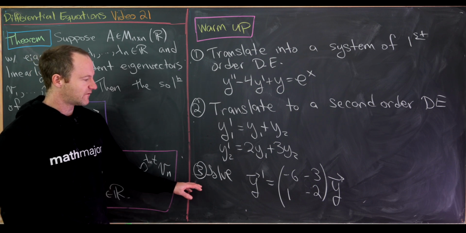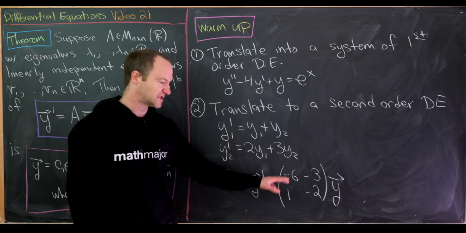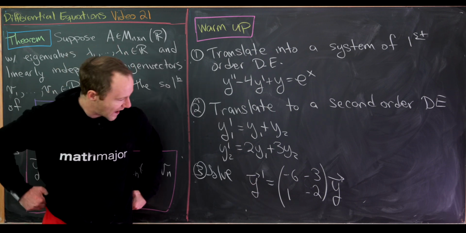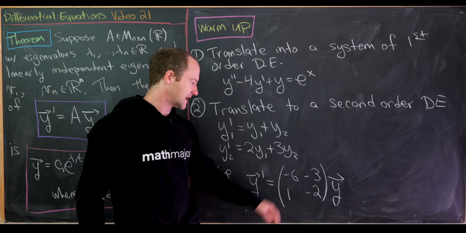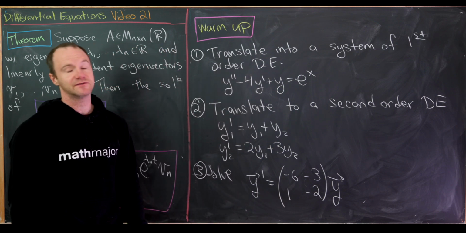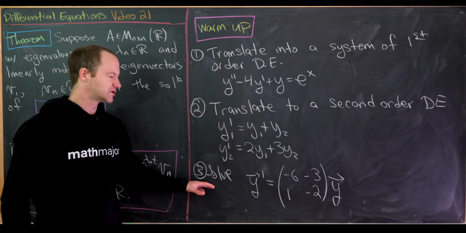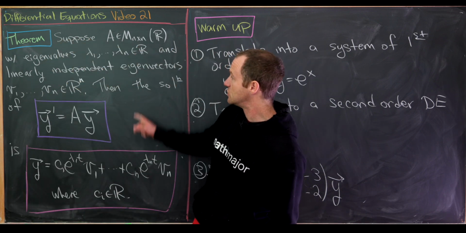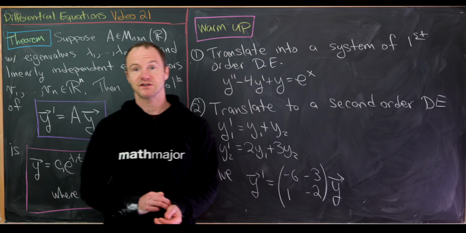And then the third one finally is to solve this system of differential equations with the following matrix form. We have y prime is equal to this matrix negative 6, negative 3, 1, negative 2 times y. So you'll need to find eigenvectors and eigenvalues and such, and then use this theorem. And that's a good place to stop.